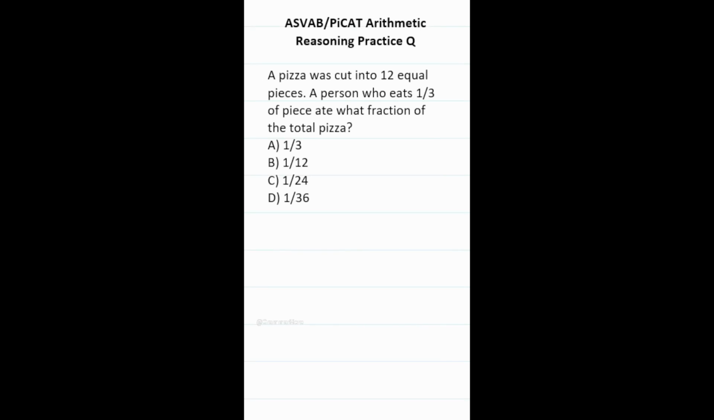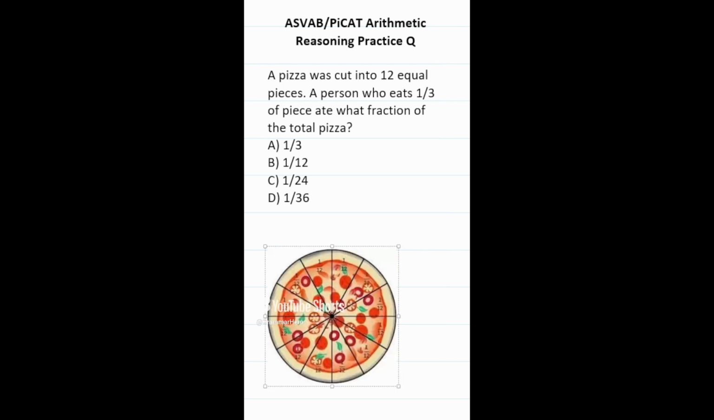This ASVAB PiCAT Arithmetic Reasoning practice test question says a pizza was cut into 12 equal pieces. A person who eats 1/3 of a piece ate what fraction of the total pizza? So first and foremost, you have to visualize a pizza. When you cut it into twelfths, each piece of pizza is 1/12 of the total pie. And now we're just going to translate this little statement right here to solve this one. A person who eats 1/3 of a piece. Well, we know a piece is 1/12.